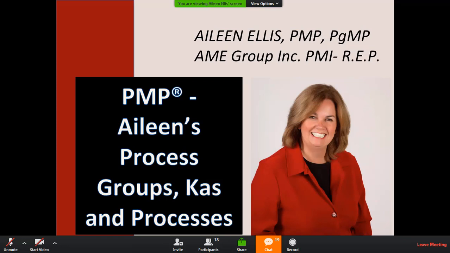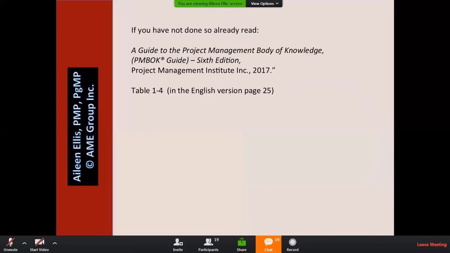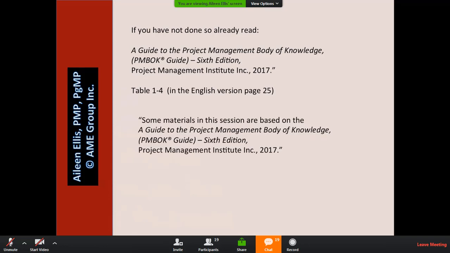If you're brand new and you have your PMBOK guide with you, you may find it advantageous to have the PMBOK guide open to page 25. This is what we call table 1-4. So we're going to start with the process group, move to the knowledge areas, and then move to the processes. Much of what we talk about today is coming directly from table 1-4. That would be page 25 of the PMBOK guide.